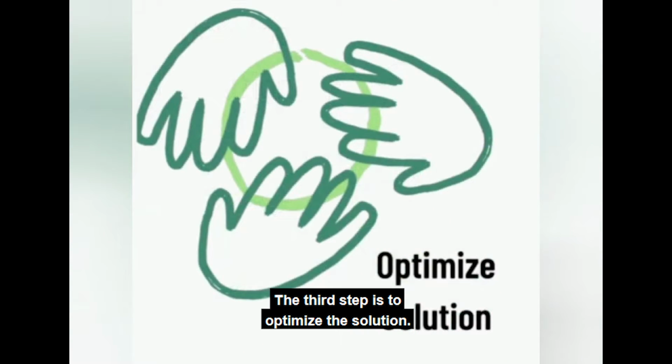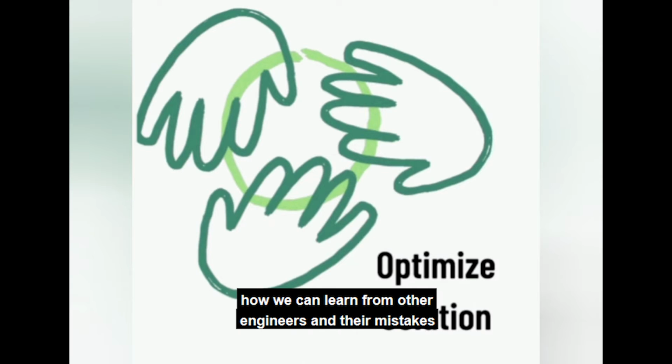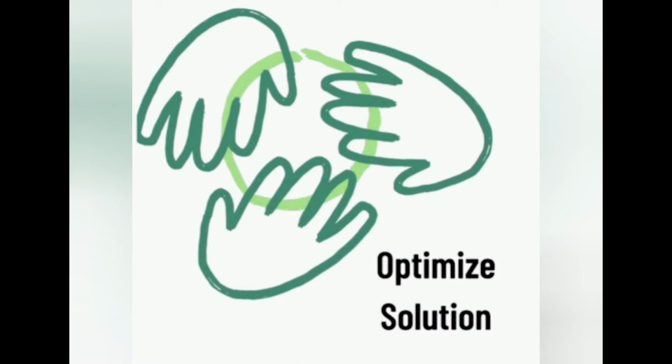The third step is to optimize the solution. Optimize means to improve or make better. So during this step, we might think about how we can learn from other engineers and their mistakes, or our mistakes, to improve on our design.